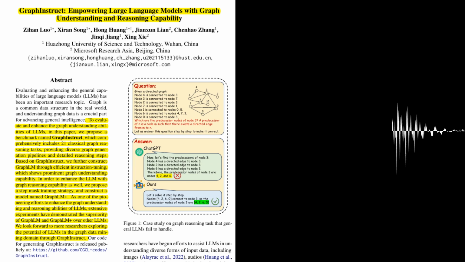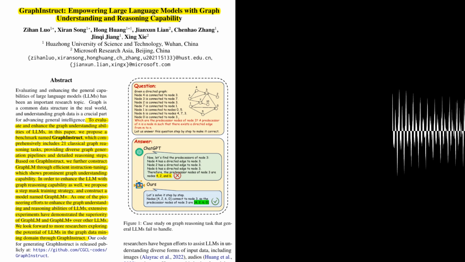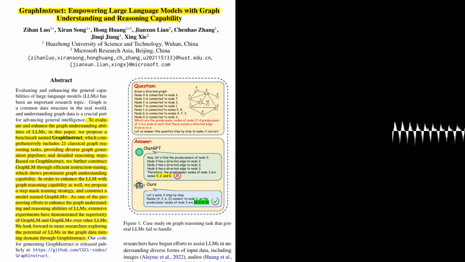As with any powerful AI technology, it's important to consider the potential for bias and misuse. For example, LLMs trained on graph data could be used to reinforce existing social biases or to create discriminatory algorithms. It's crucial to develop ethical guidelines and safeguards to ensure that these technologies are used responsibly. That's a critical point. What are some potential benefits of this research?